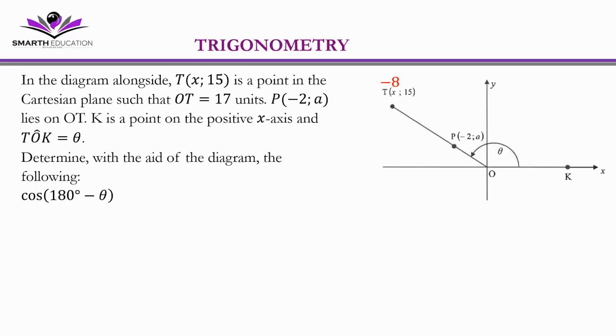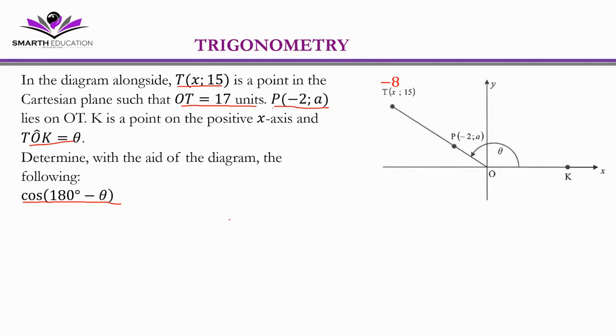In the diagram alongside, point T is a point in the Cartesian plane so that OT is 17 units and P lies on OT. K is a point on the positive x-axis and angle TOK is theta. Determine, with the aid of the diagram, the following: cos(180 degrees minus theta).